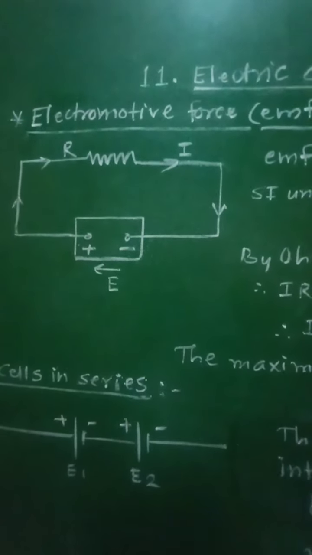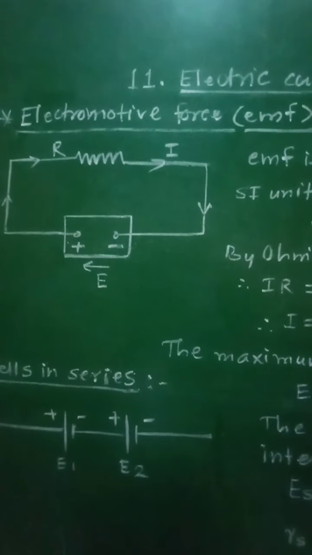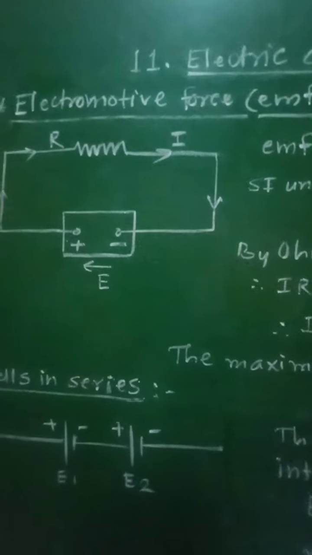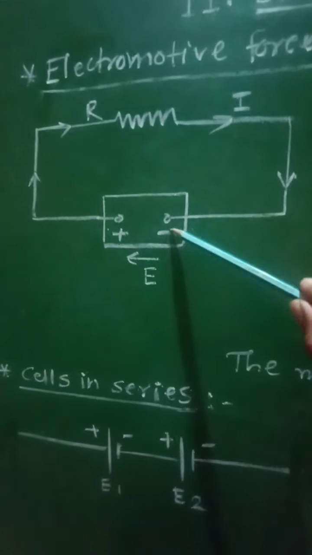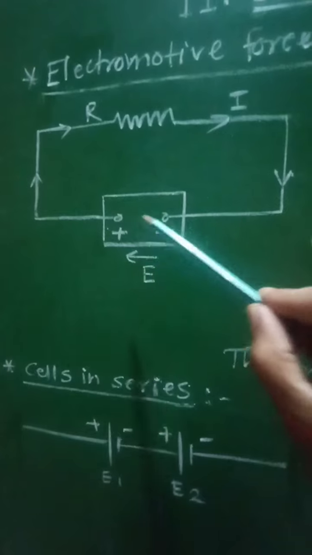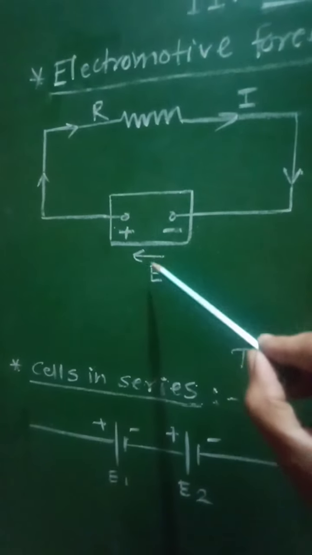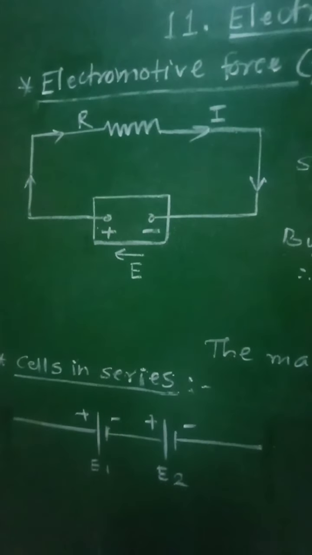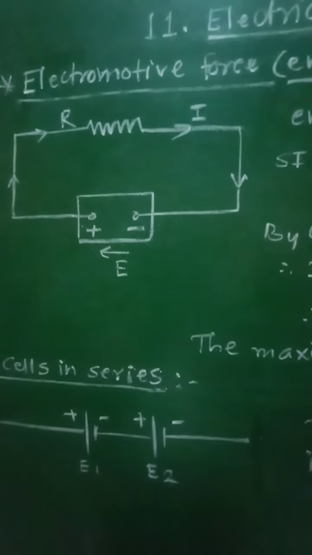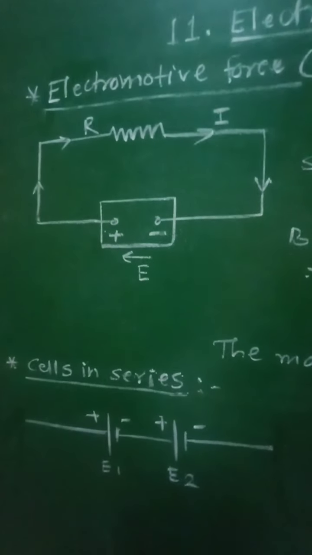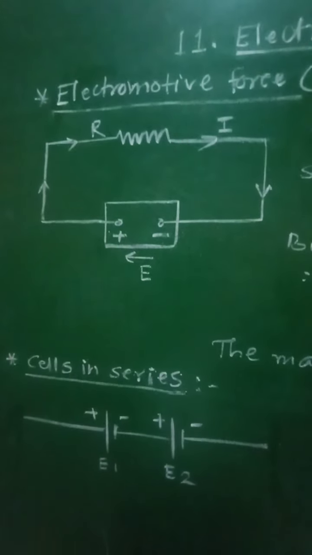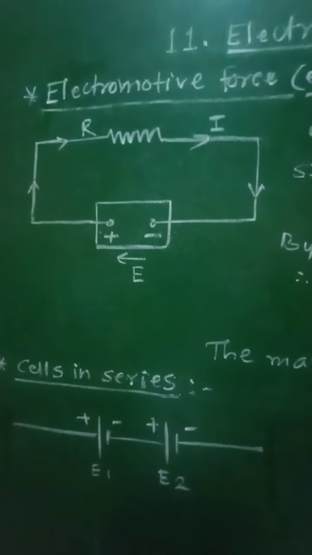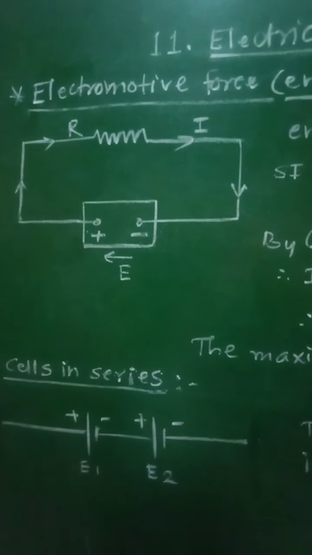The EMF of the device is equal to the potential difference across the two terminals of that device. So when this device is not having its internal resistance, at that time the EMF of that device E will be equal to the potential difference between the two terminals of that device. So when small r, that is internal resistance, is 0, the electric potential phi will be equal to the EMF E of that device.